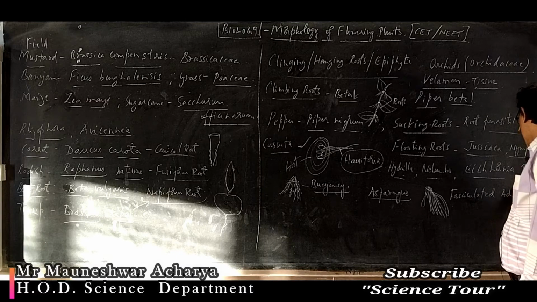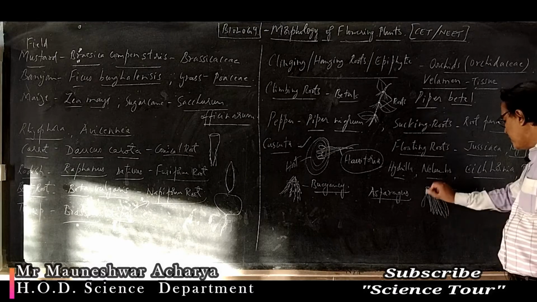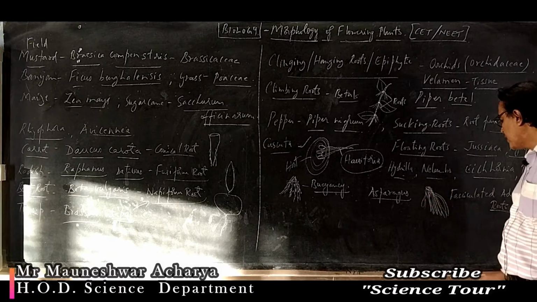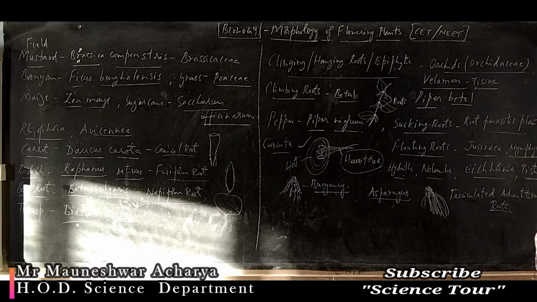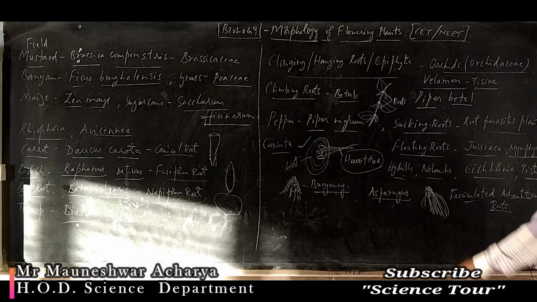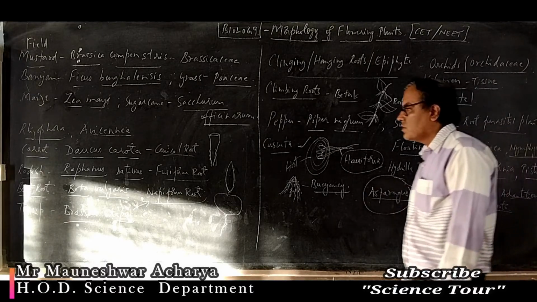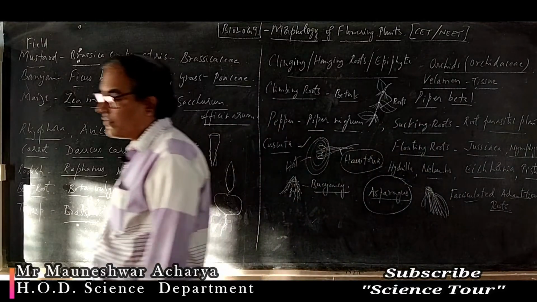Fasciculated adventitious roots, because they appear in a cluster, in a group, and they don't have a particular shape. They arise from a part other than the radicle. That is why they are called fasciculated roots of asparagus. So these are some of the root modifications.